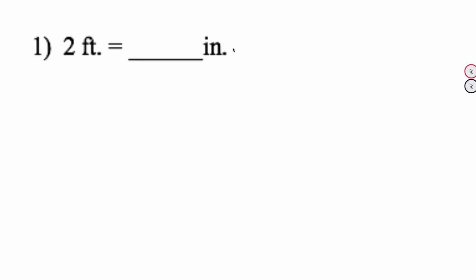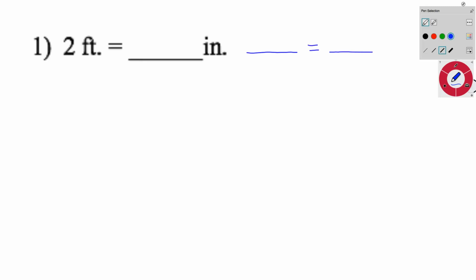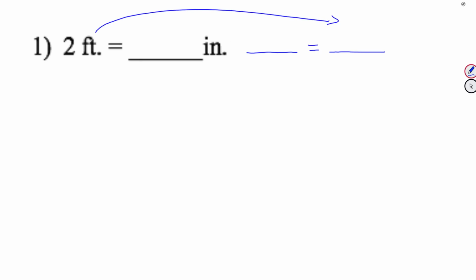The way we're going to do this problem is to first write a proportion. Actually, we're going to do all the problems this way because you're so good at writing proportions that I know you can do this. 2 feet is going to go in the top right spot. The inches, which we don't know how many there are, is going to go in the bottom right spot.